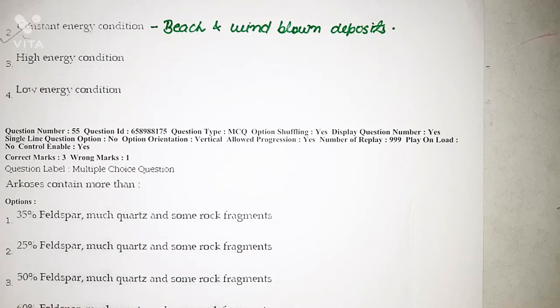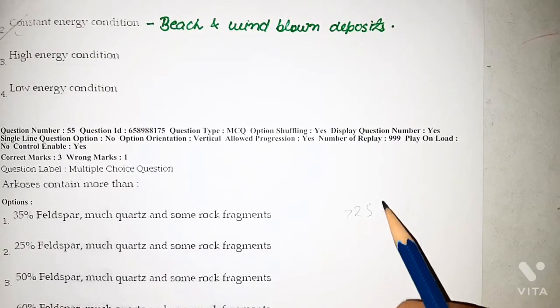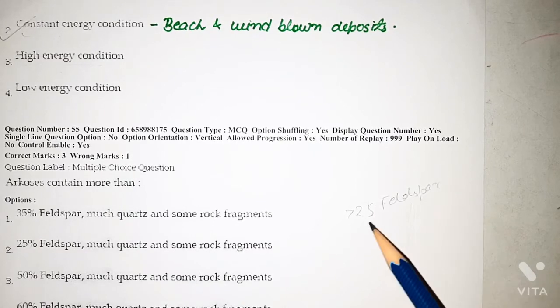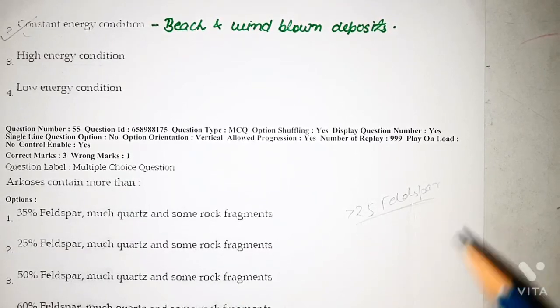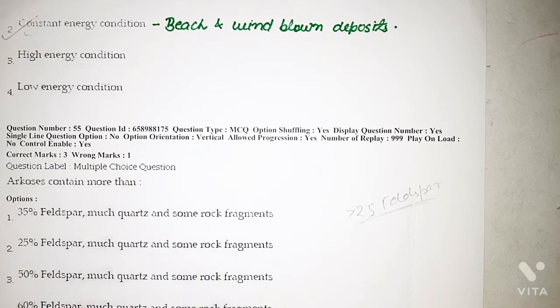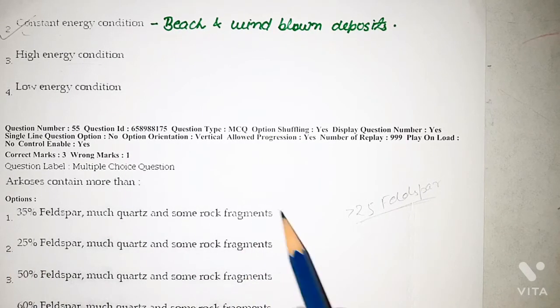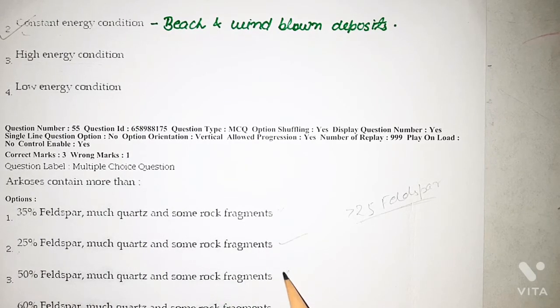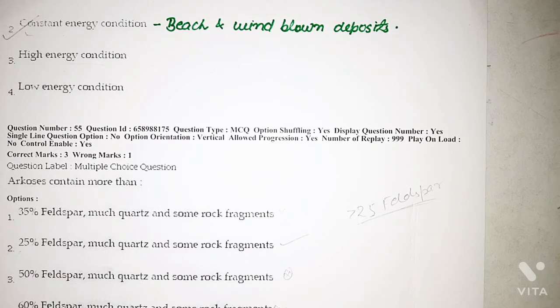Next question is, arcoses contain more than. So what is arcose? Arcose refers to any feldspathic sandstone that particularly contains greater than 25% feldspar. This is the lower limit of feldspar. There must be 25% feldspar, then the nomenclature will be arcose. Now let's take the options. First one is 35, this is not correct. Second is 25% feldspar, this is correct. 50 and 60 are also not correct for arcoses. So arcoses contain more than 25% feldspar, much quartz and some rock fragments.